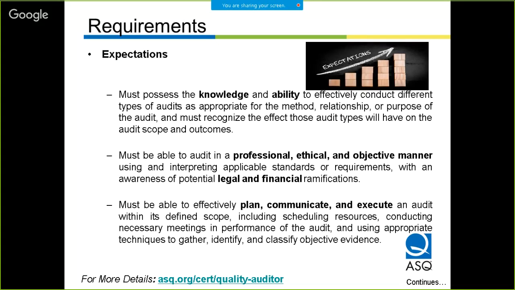Now, as part of requirements, what are the expectations from a certified quality auditor? The candidates applying for certified quality auditor must possess the knowledge and ability to effectively conduct different types of audits as appropriate for the method, relationship, or purpose of the audit, and must recognize the effect those audit types will have on the audit scope and outcomes. Must be able to audit in a professional, ethical, and objective manner using and interpreting applicable standards or requirements with an awareness of potential legal and financial ramifications.